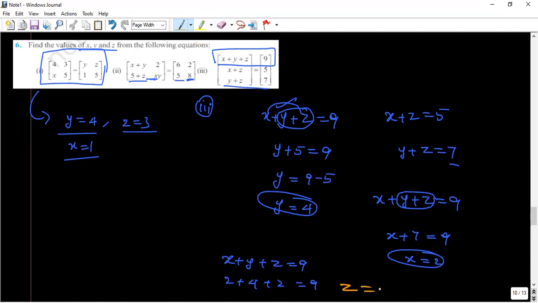The value of z is 9 minus 6, which is 3. That's how we will find out with the help of the equality sign.